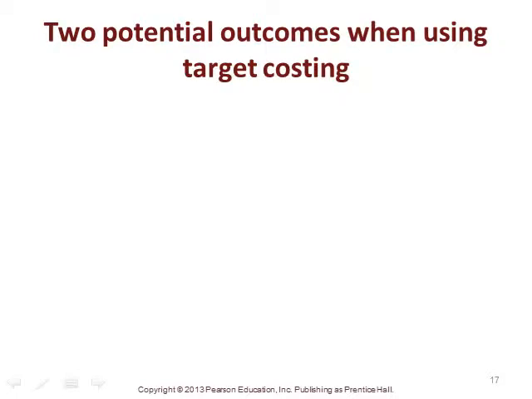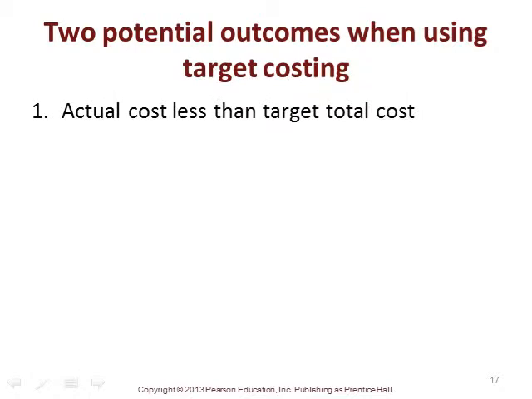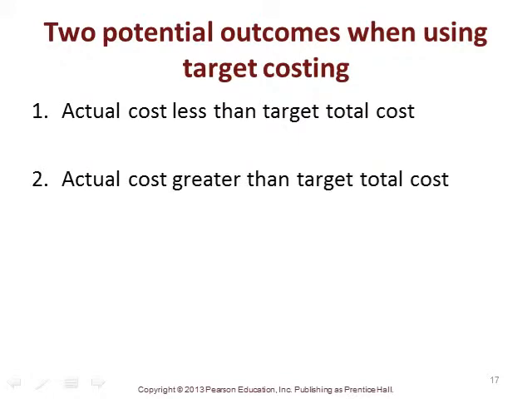So we have a couple of different outcomes when using target costing. If the actual cost is less than the target total cost, then it's okay to proceed with the product line, right? Because we can make it for less than our target total cost, and when we add the profit onto that, we'll be able to add even more than our desired profit to reach the price the market sells at, so we should proceed.